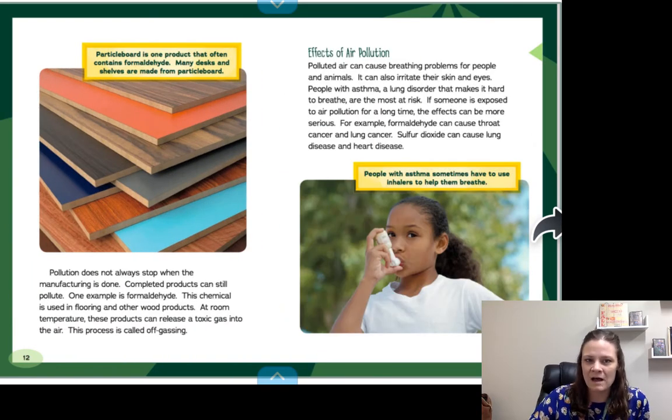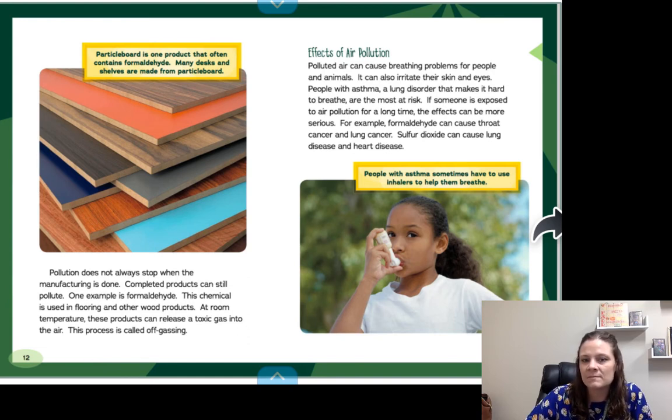Particle board is one product that often contains formaldehyde. Many desks and shelves are made from particle board. Pollution does not always stop when the manufacturing is done. Completed products can still pollute. One example is formaldehyde. This chemical is used in flooring and other wood products. At room temperature, these products can release a toxic gas into the air. This process is called off-gassing.